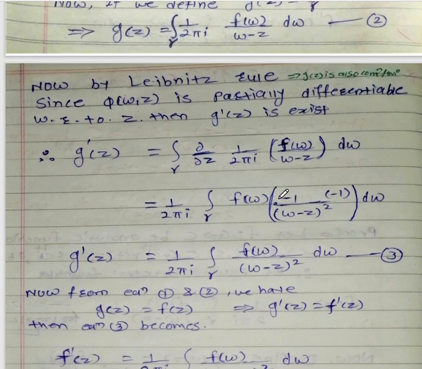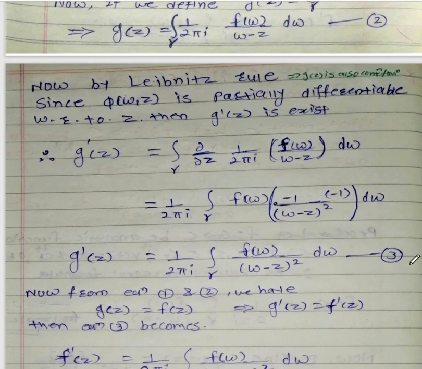So we can write in this way, the derivative of 1 upon w minus z, that is this term, and this dw is as it is. Okay, so this minus and this minus, minus minus will give plus. So therefore g dash of z equal to 1 upon 2 pi i integral over gamma f of w upon (w minus z) to the power 2 dw.